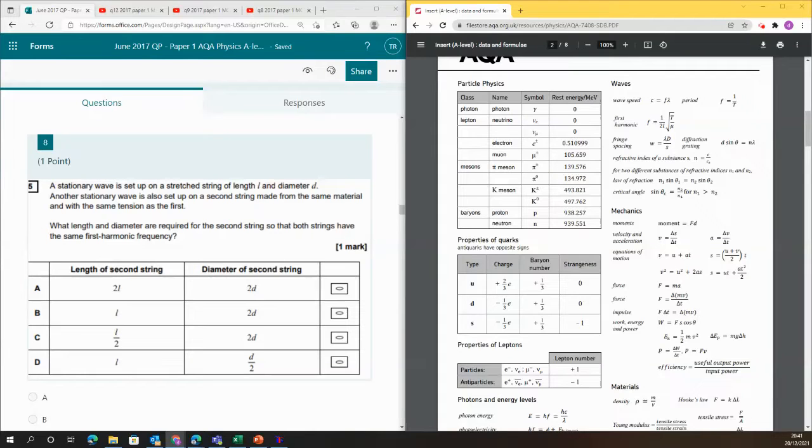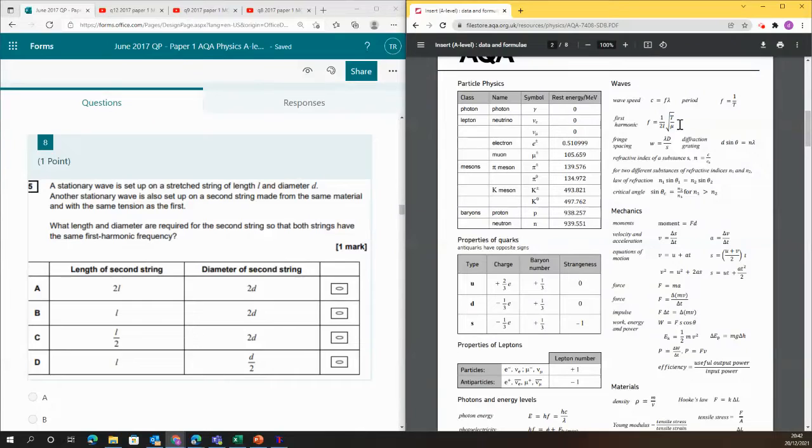This question is about standing waves, and it is testing that you understand one of the equations that you're actually given on your data and formula sheet. So I brought up the data and formula sheet on the screen, and you can see that in the waves section you're given the equation for the first harmonic, and you're told that the frequency of the first harmonic is equal to 1 over 2L multiplied by the square root of T over mu.